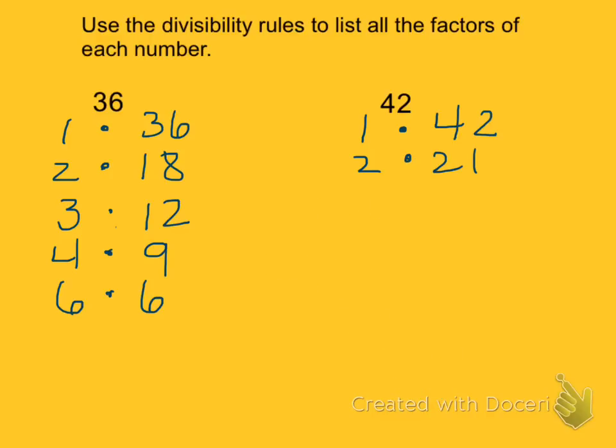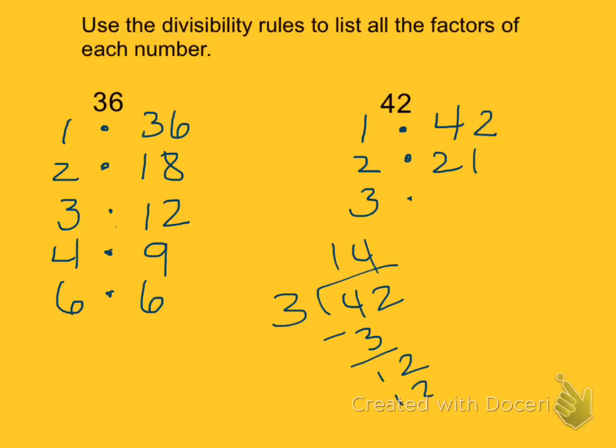Next is the rule for 3. So I add up my digits. 4 plus 2 is 6. 6 is divisible by 3, so 3 works. Again, if you don't know how many times 3 goes in there, do a little division. Grab some scratch paper if you need. 3 goes into 4 once. 3 goes into 12, 4. So my pair is 3 times 14.